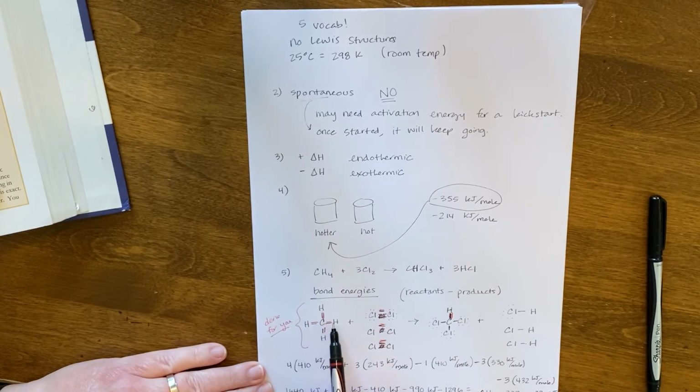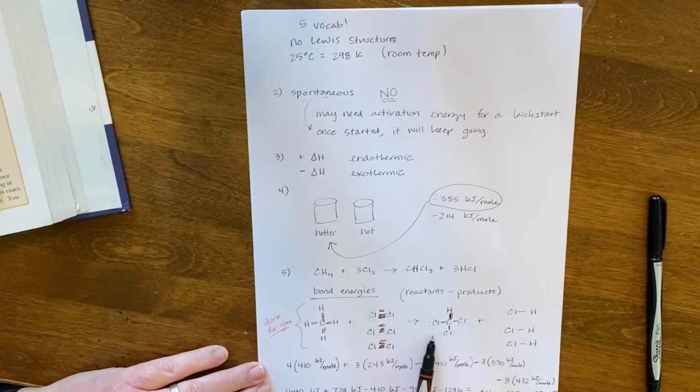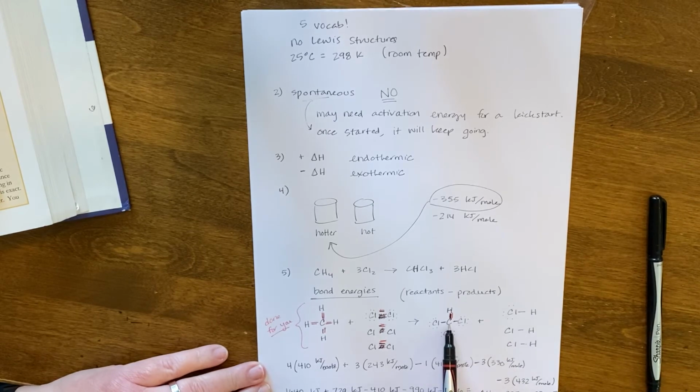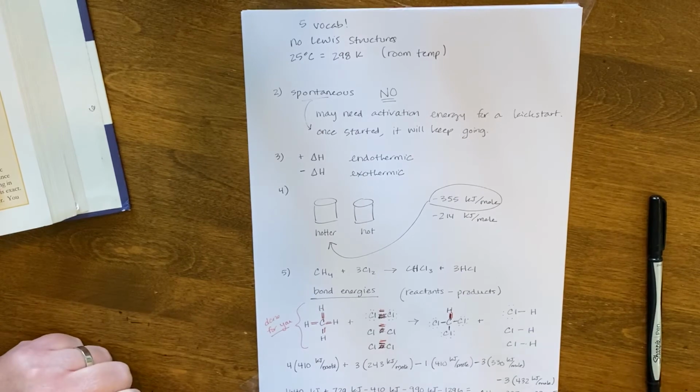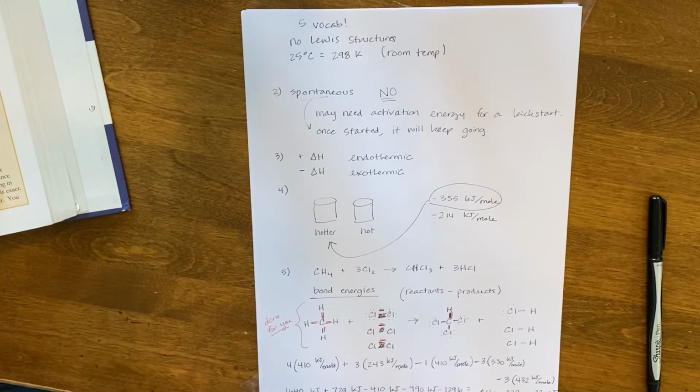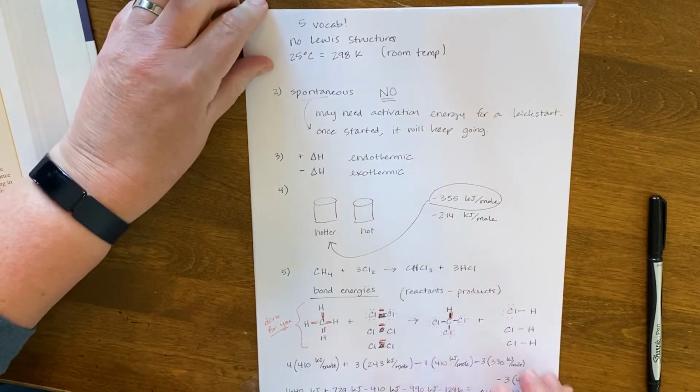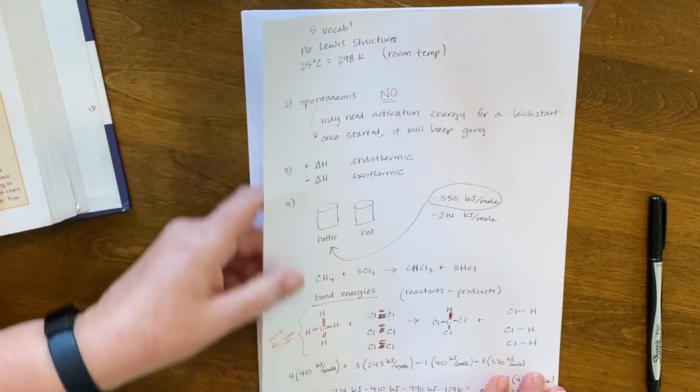Okay, but don't forget to look at every single bond, especially if you're given a molecule like this, because this molecule, I had 1 single bond between H and C, and then I had 3 single bonds between carbon and chlorine. So here's my 1 single bond between carbon and hydrogen. Here's my 3 between carbon and chlorine. And then the only other thing to remember with these bond energies is we are taking reactants minus products. All the other equations are the products minus reactants.